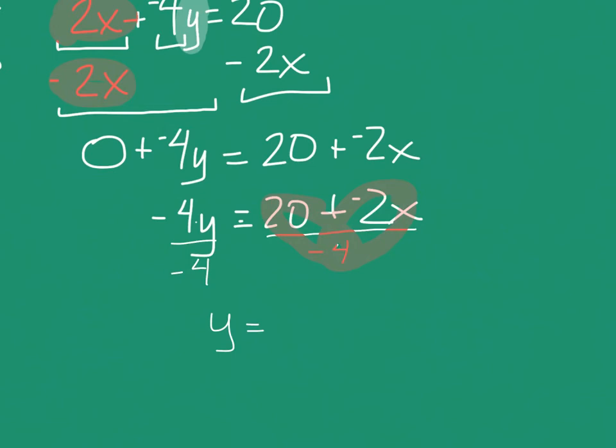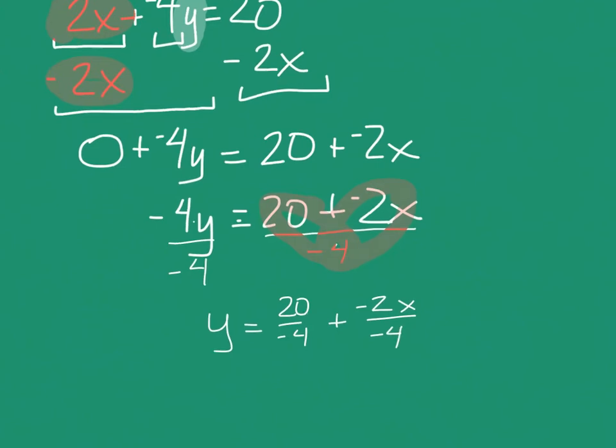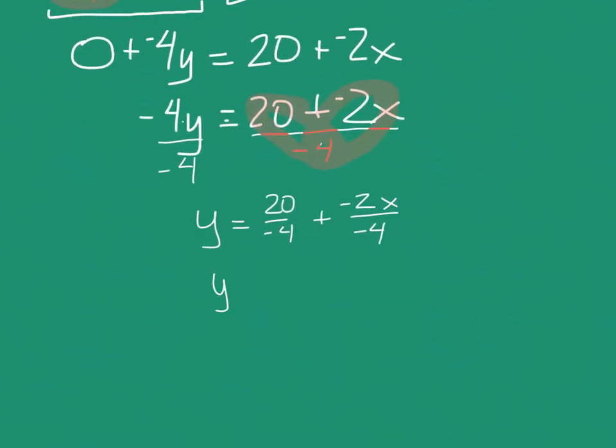So, 20 divided by negative 4 plus negative 2x divided by negative 4. Simplifying those two expressions, I get negative 5 plus 1/2 x. That x can be put with the 1, or it can be put off to the right and just thought of as a multiplier times the 1/2. It's probably a better way to think about this particular problem.